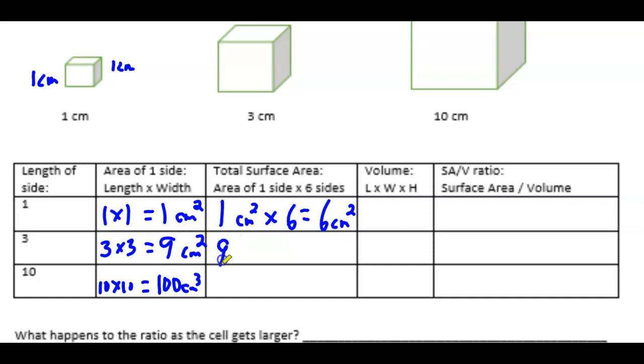Okay, this guy here, if it's 9, 6 sides, you can figure that out. Same thing with the bottom. Okay, so as you can see, as the boxes get bigger, the surface area is also going to get bigger.